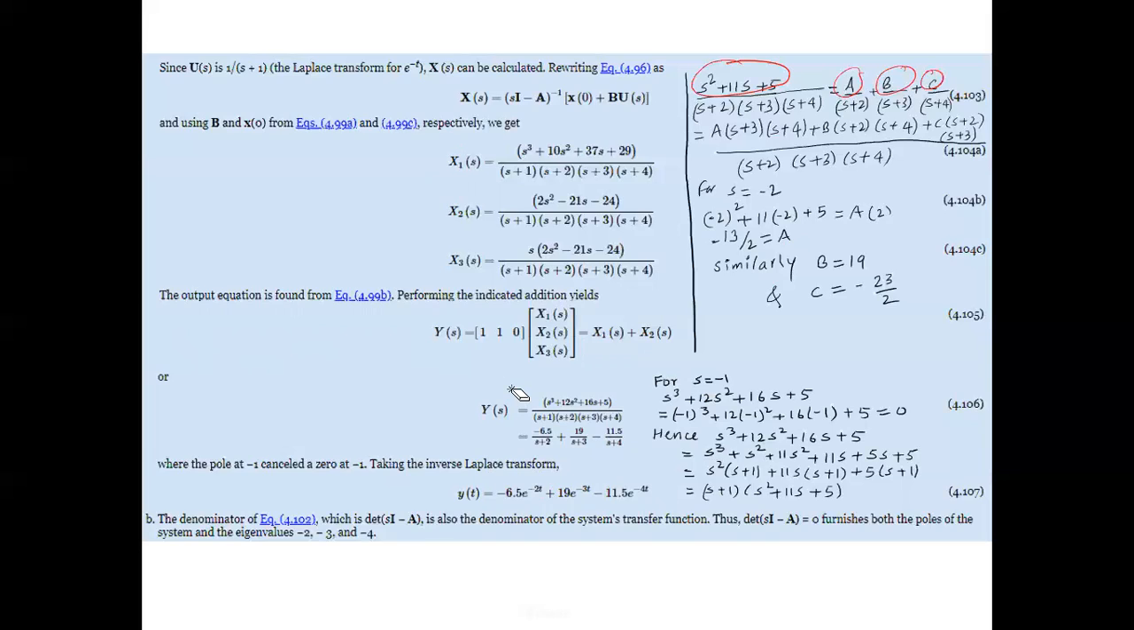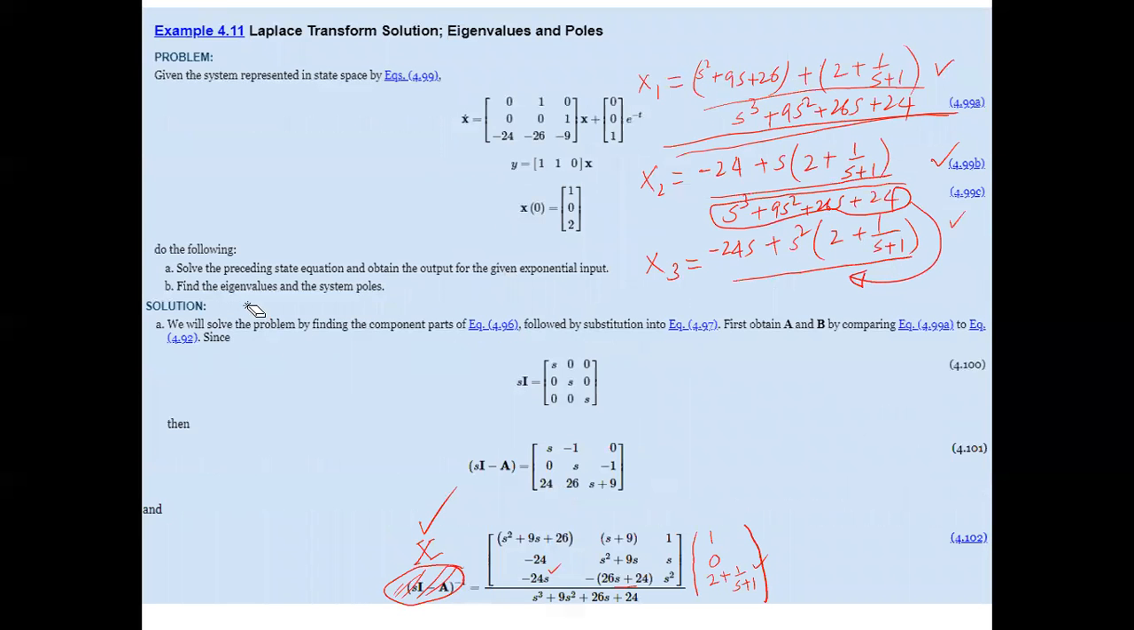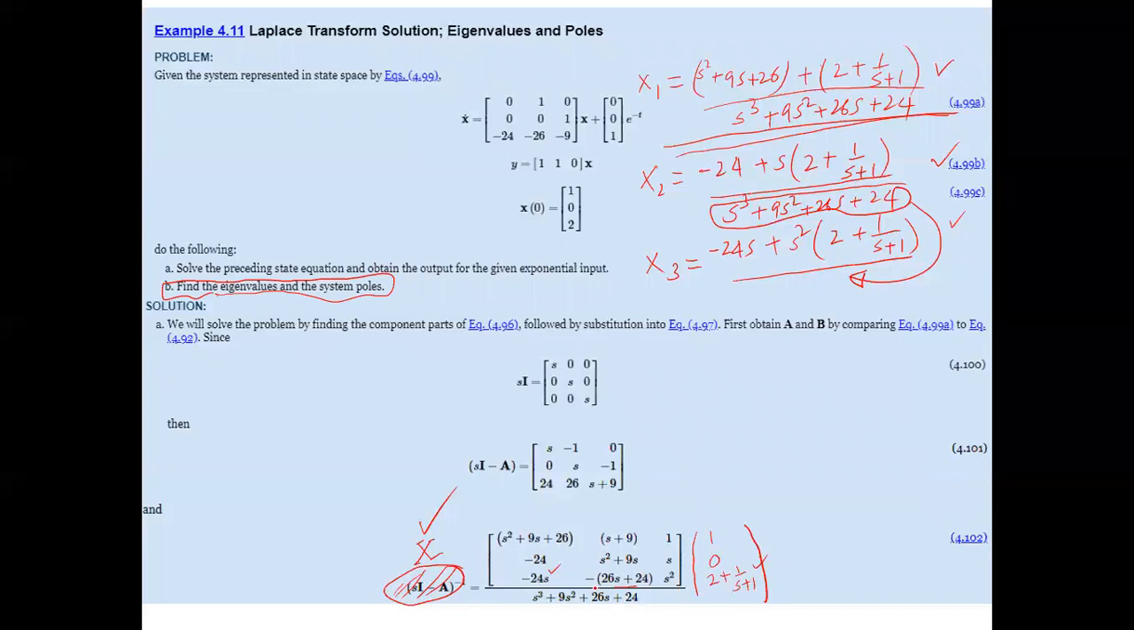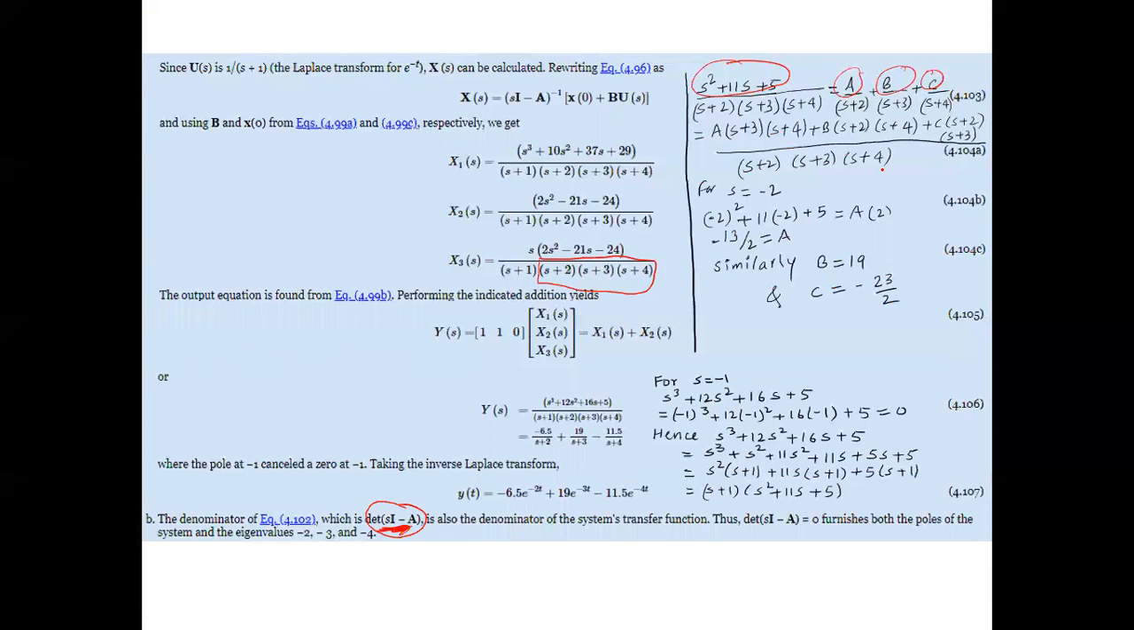Okay, now what is the second part here? The second part is to find the eigenvalues and the system poles. That's the next thing we need to figure out. So how do you find the eigenvalue? The eigenvalue comes from setting this to 0. This guy on the bottom can be written as (s plus 2)(s plus 3)(s plus 4).